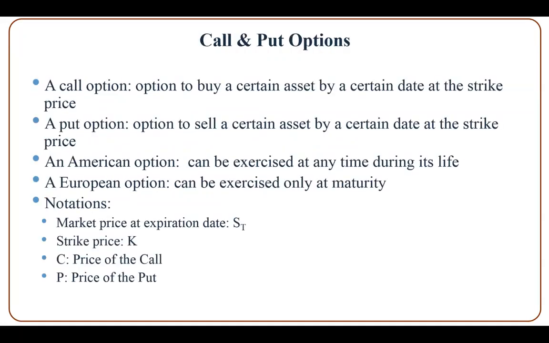Now let's talk about options. A call option is an option to buy a certain asset by a certain date at a strike price, and a put option is an option to sell a certain asset by a certain date at a strike price. An American option can be exercised at any time during its life. A European option can be exercised only at maturity. We use C for the price of the call and P for the price of the put.